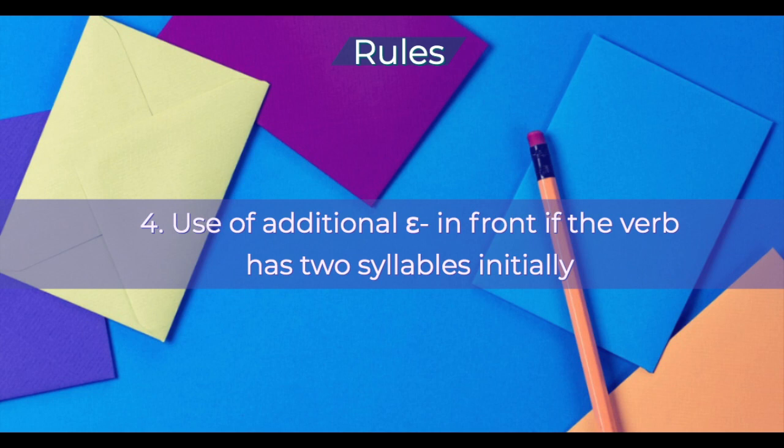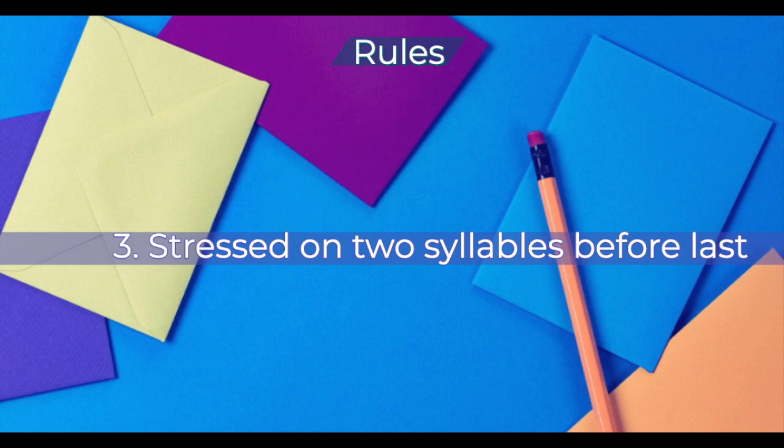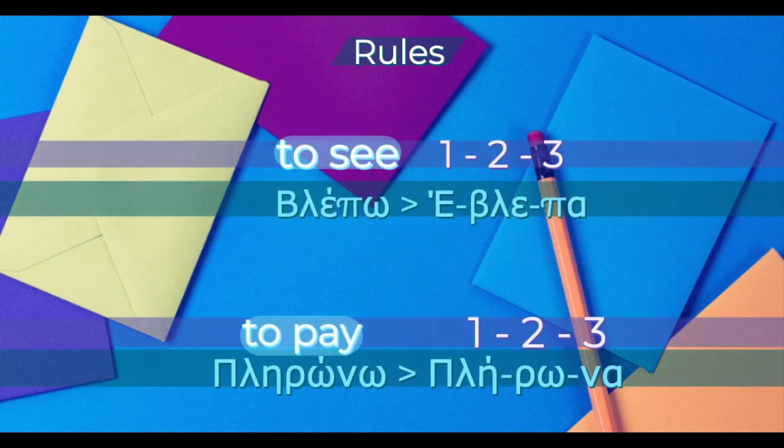Therefore, if the verb initially in the present tense has 2 syllables, we will add an extra epsilon in front to create 3 syllables for the past simple and the past continuous. Both tenses are stressed 2 syllables before the last one. The last syllable doesn't go through any changes. You keep the consonant as it is.